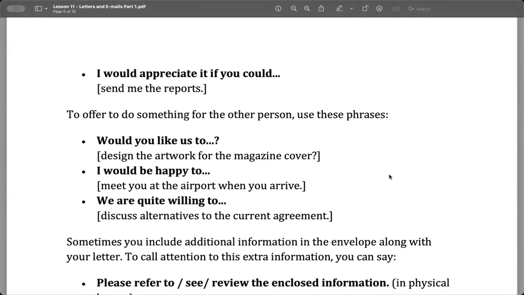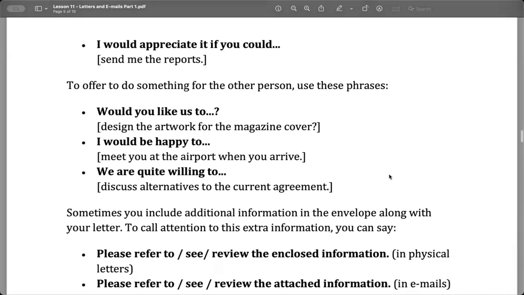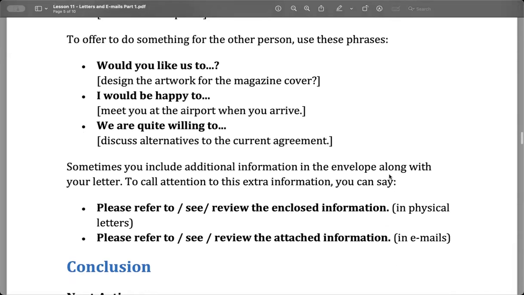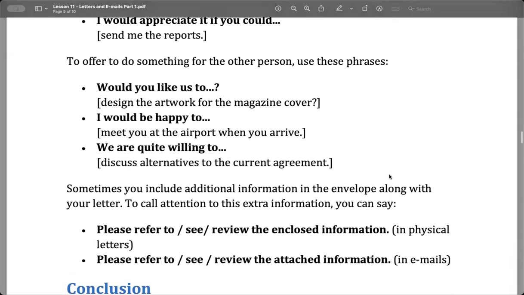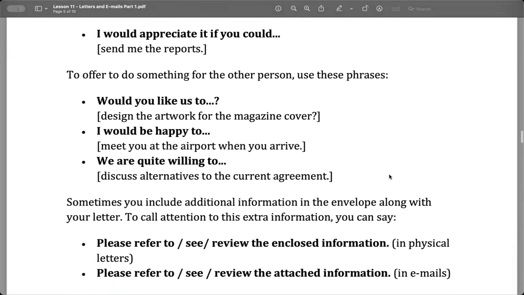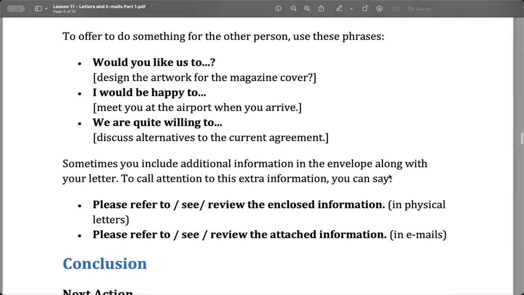Sometimes you include additional information in the envelope along with your letter. To call attention to this extra information, you can say, please refer to, see, review the enclosed information in physical letters. Please refer to, see, review the attached information in emails.